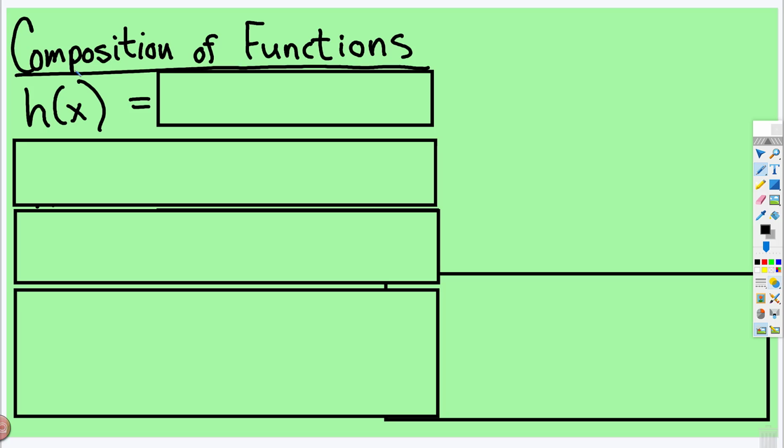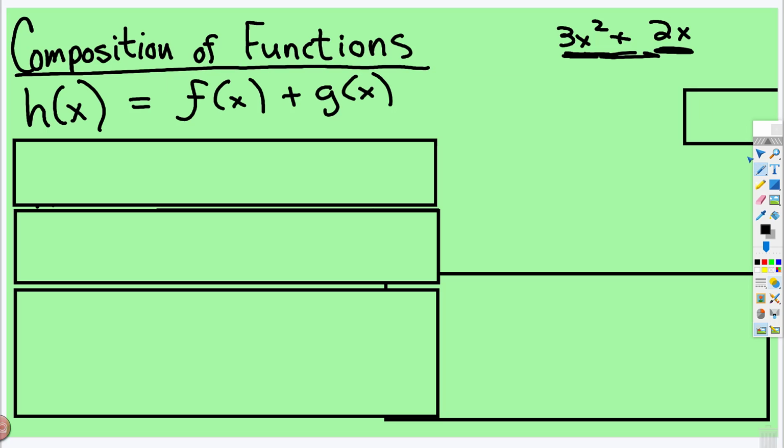So composition of functions. That's when you might take, say, 3x squared plus 2x. Well, this by itself is a function. This by itself is a function. When you add them together, the sum of two functions creates a completely new function. So if this is f and this is g individually, when you add them together, they might equal h, just like this right here. Okay?